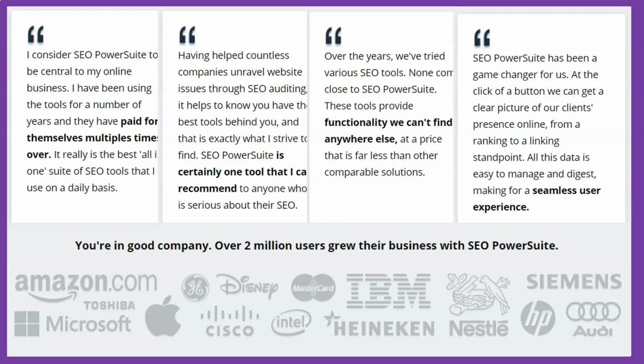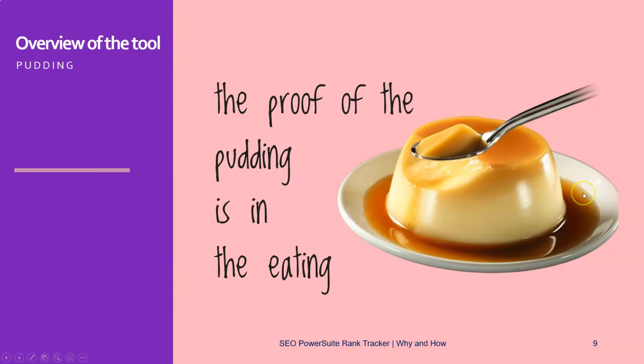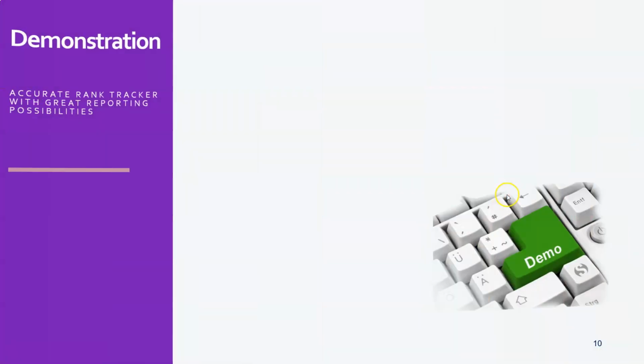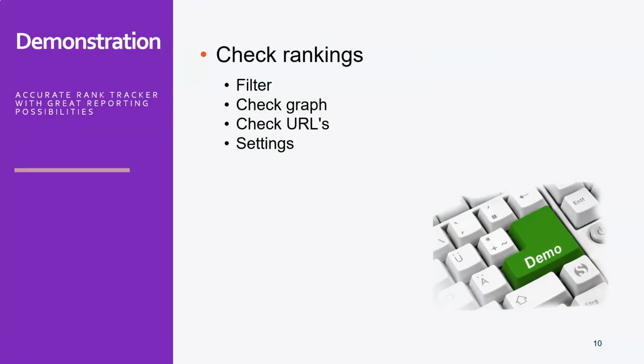And as I just explained, I use SEO PowerSuite mainly for rank tracking, but as mentioned, Link Assistant is also a very powerful tool. But as usual, we're going to test drive ourselves, so the proof of the pudding is in the eating, and we will go to the tool shortly. But first of all, I want to tell you what I'm going to demonstrate.